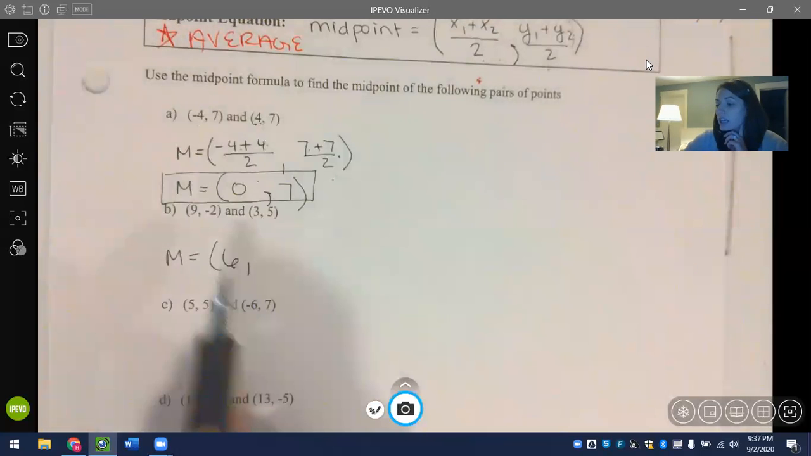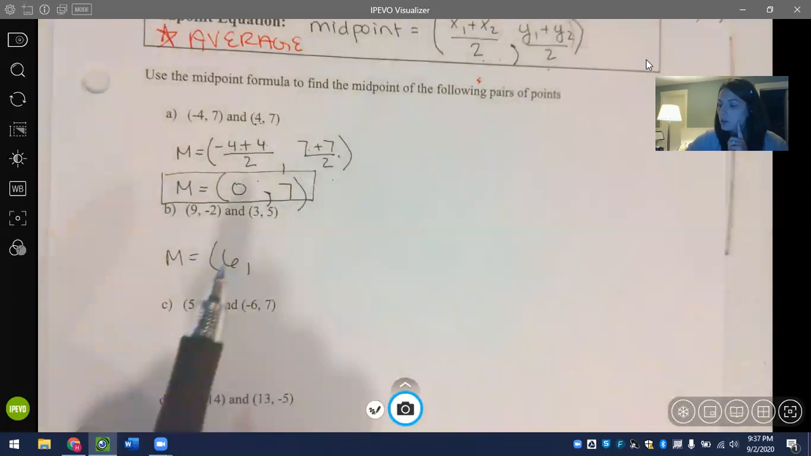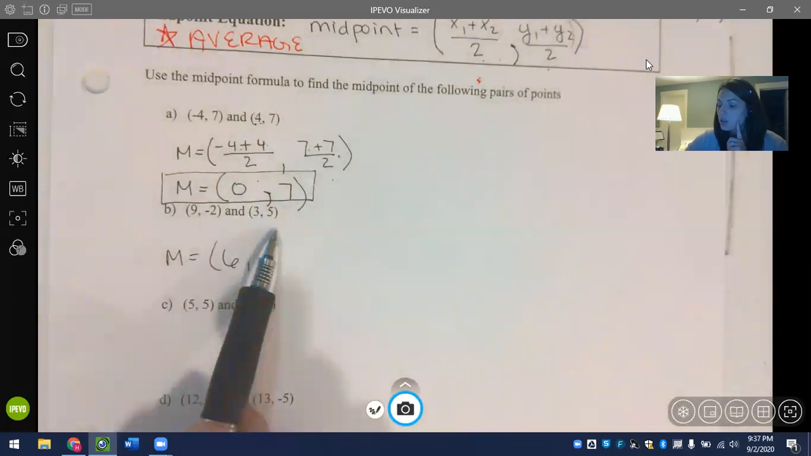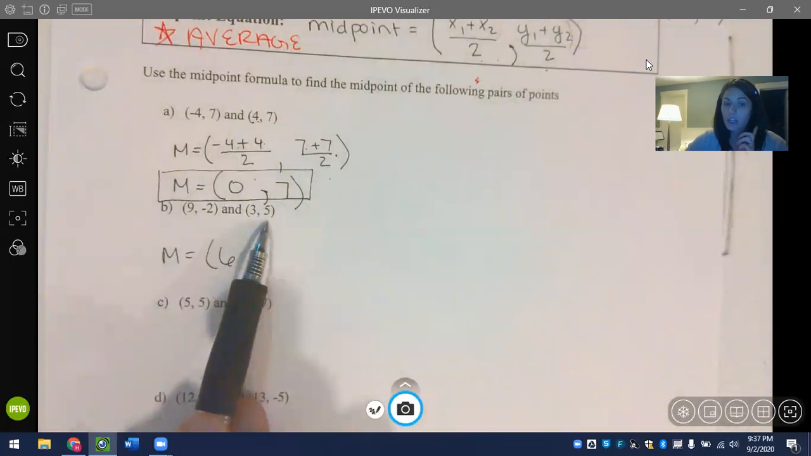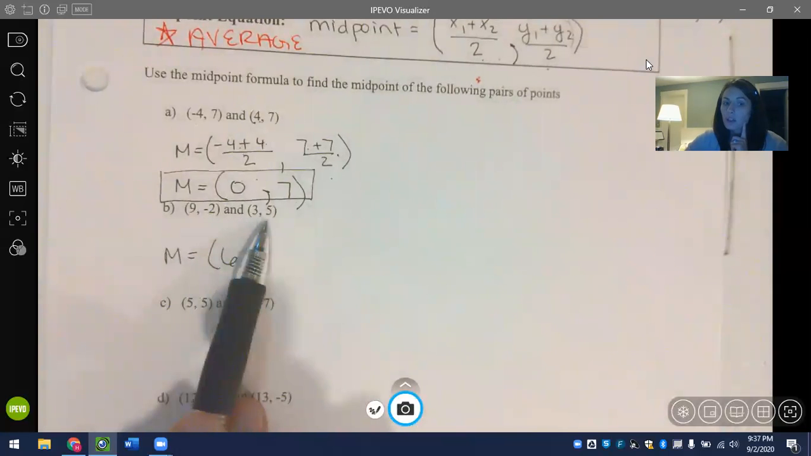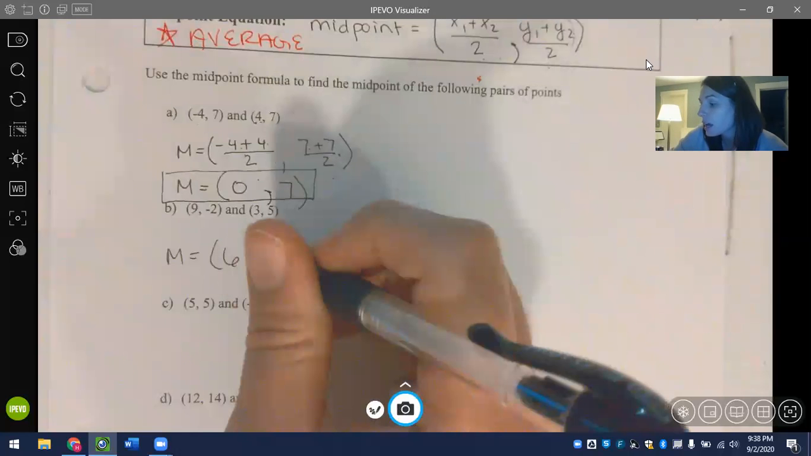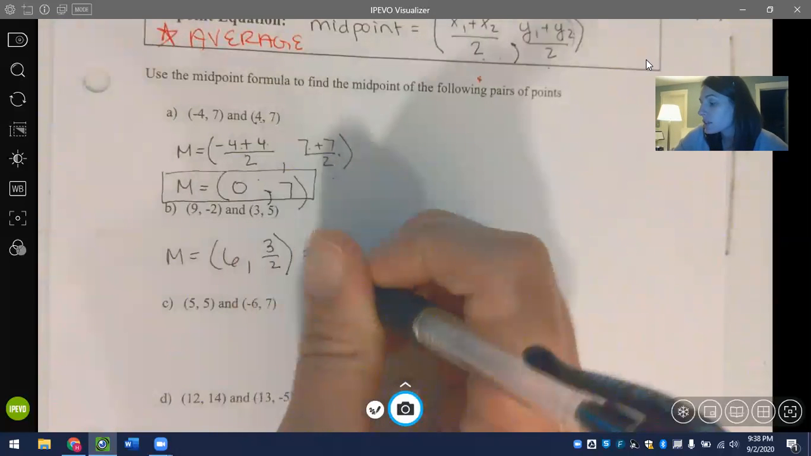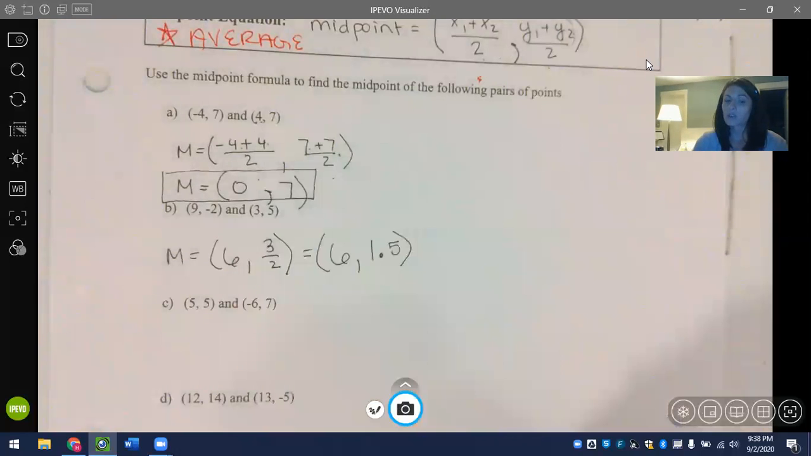If I go -2 to 5, that one's a little bit trickier. So let's think of our formula, -2 and 5. If I were to add those together, because that's how I find the average, I add them and divide by 2. If I were to add my y values together, it would be 3. Divide by 2 is going to give me 3 halves, or a midpoint at 6, 1.5. I'm just finding the average of my x's, average of my y's.